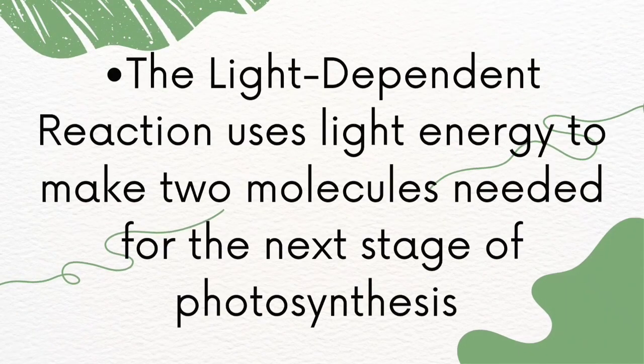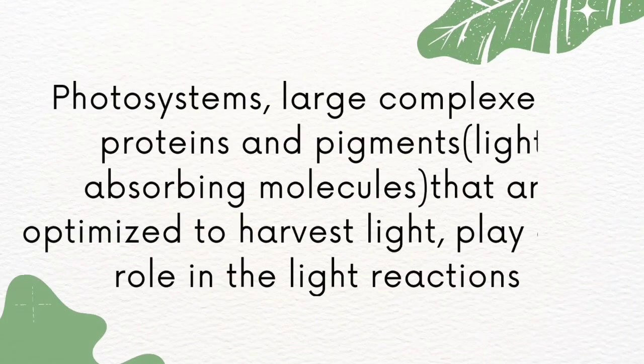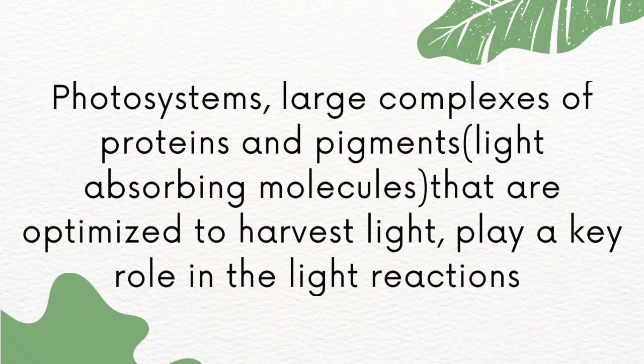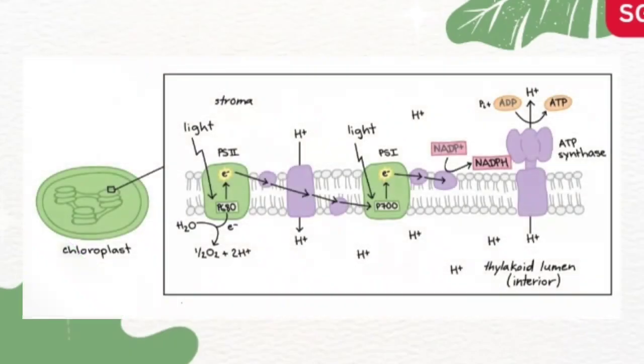Light absorption in PS2: when light is absorbed by one of many pigments in photosystem 2, energy is passed inward from pigment to pigment until it reaches the reaction center. ATP synthesis: the high-energy electron travels down an electron transport chain, losing energy as it goes.